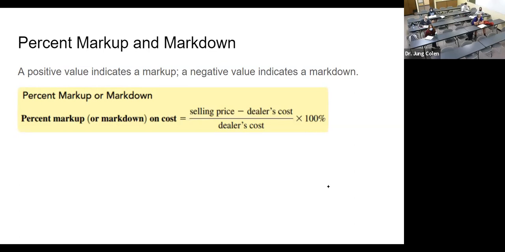Makes sense, right? Okay. So percent markup or markdown. If it is positive, it's markup. If it's negative, it's markdown. Right? Okay.